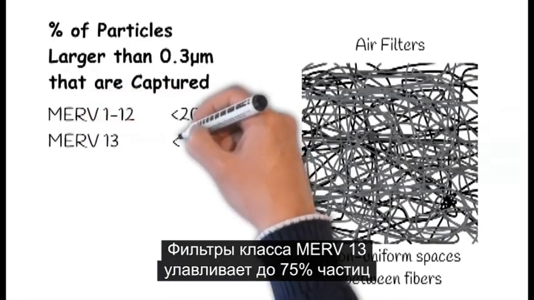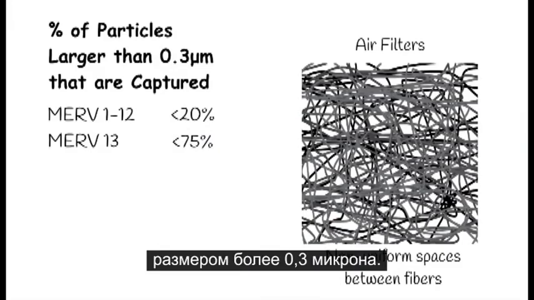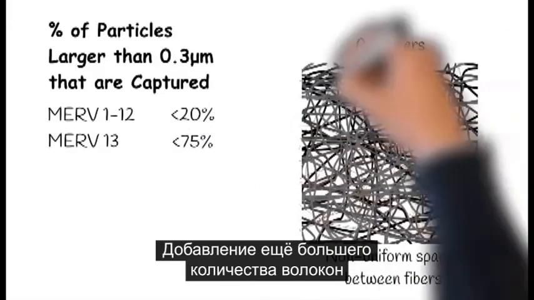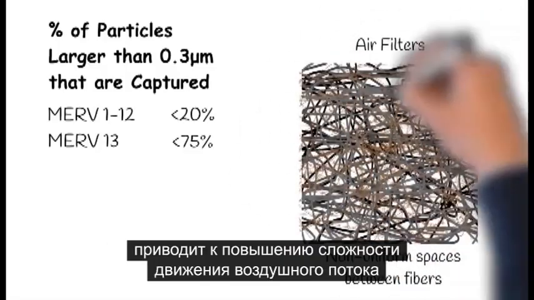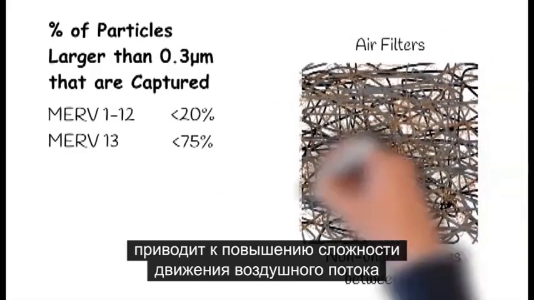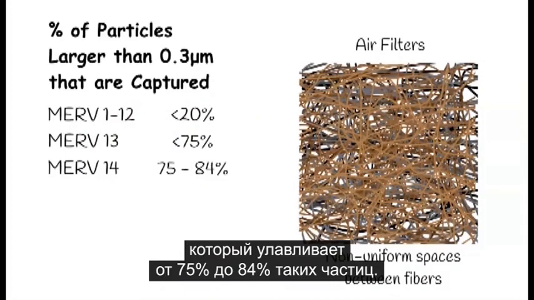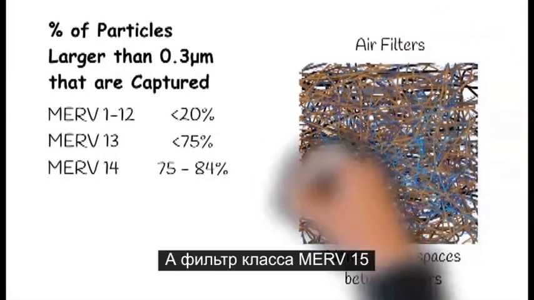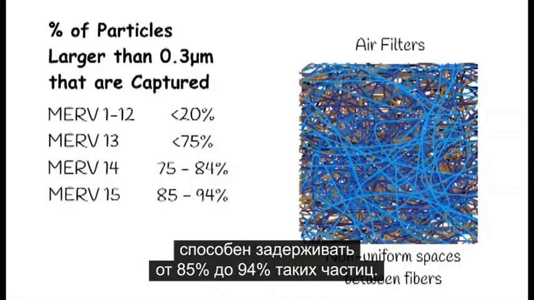A MERV 13 filter will capture up to 75% of particles larger than 0.3 micron. Adding more fibers, creating smaller spaces between fibers, increasing the complexity of the airflow will enable you to create a MERV 14 filter, which will stop between 75 and 84% of those particles. A MERV 15 filter will stop between 85% and 94% of those particles.